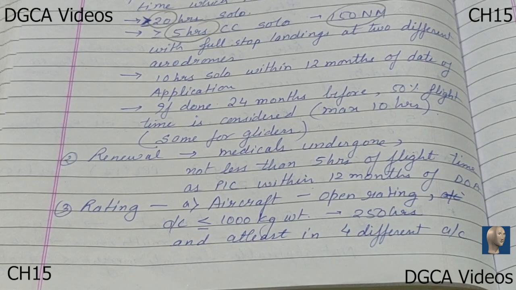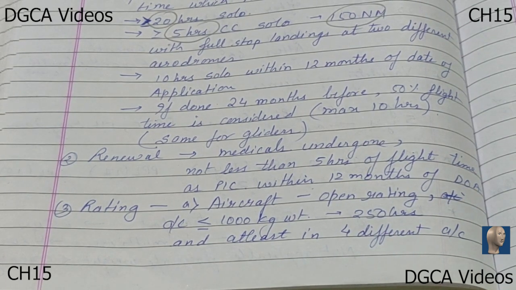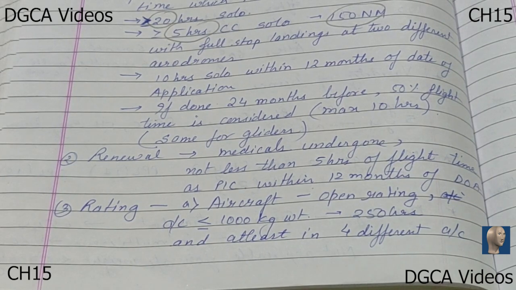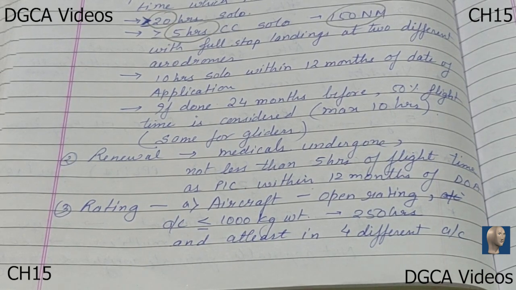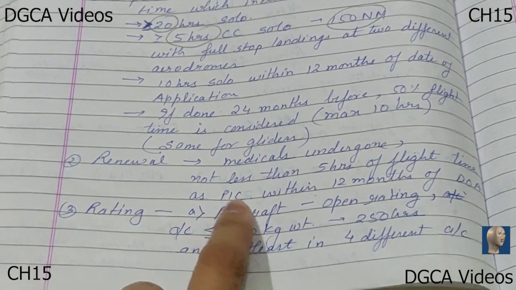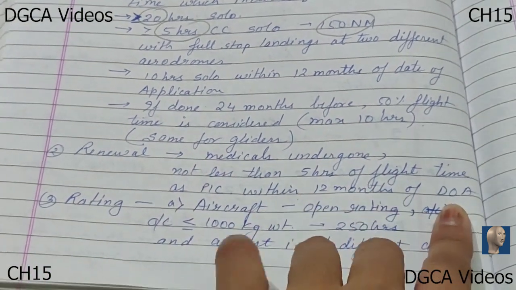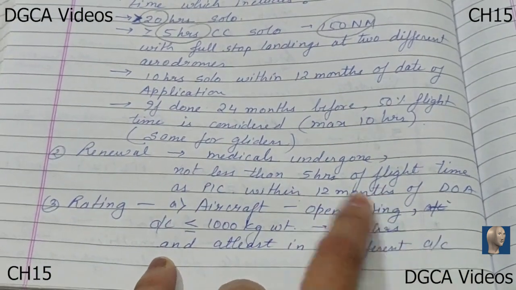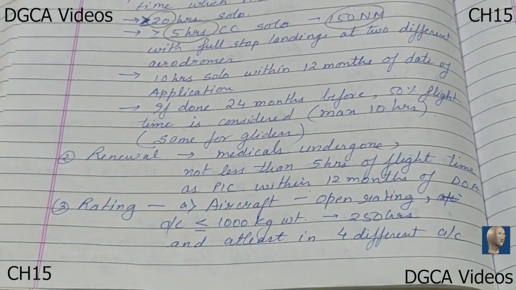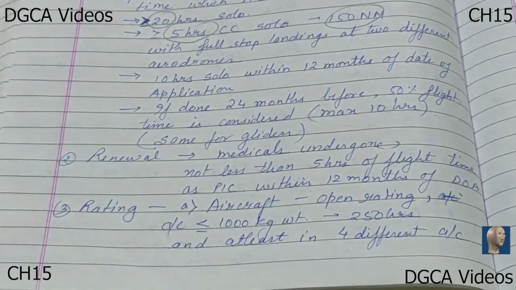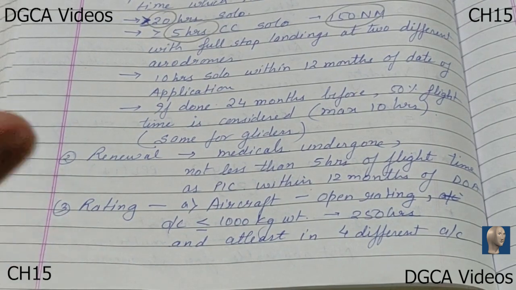Let's move on to the renewal part. So for renewal of the license, you have to have certain things done. The medicals should have been done, all up to date, and then not less than 5 hours of flight time as a pilot in command. So PIC here means pilot in command, within 12 months of the DOA. So 5 hours of flight time. Again, it's not of much importance, but I'm just telling you. These are the only 2 criteria for renewal of private pilot license.